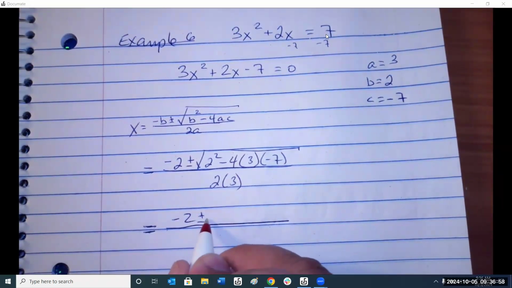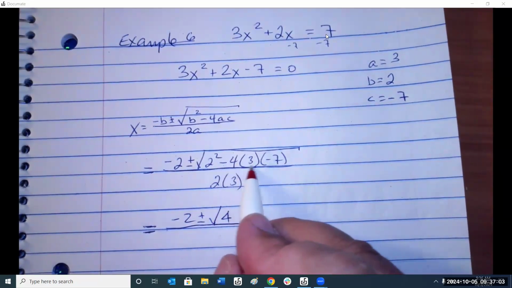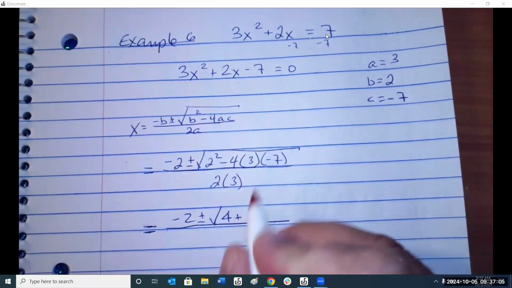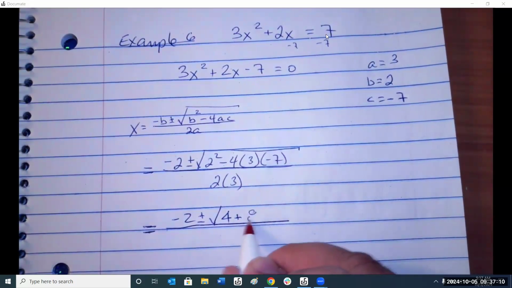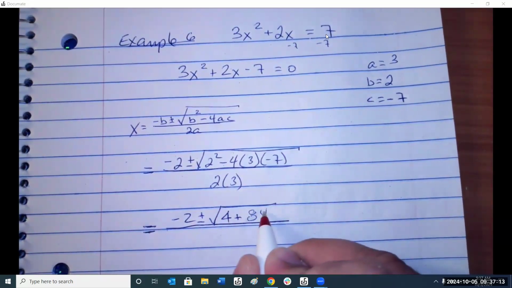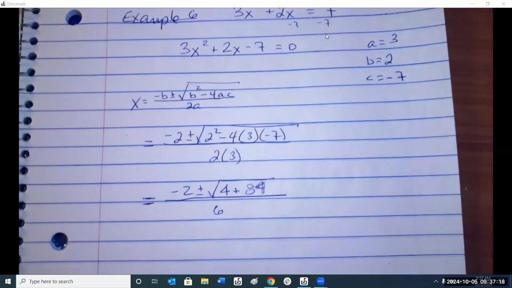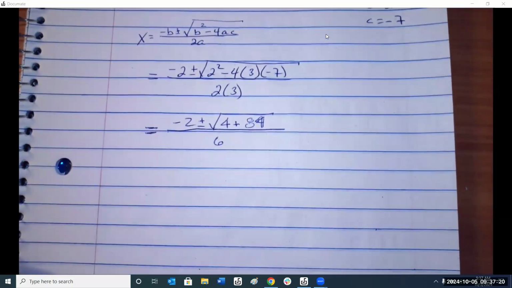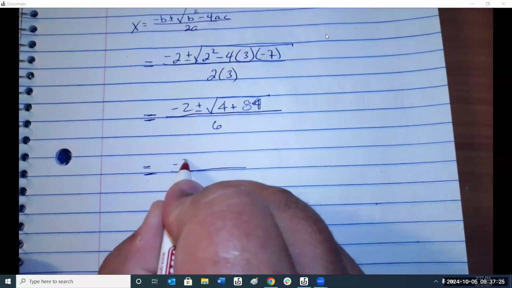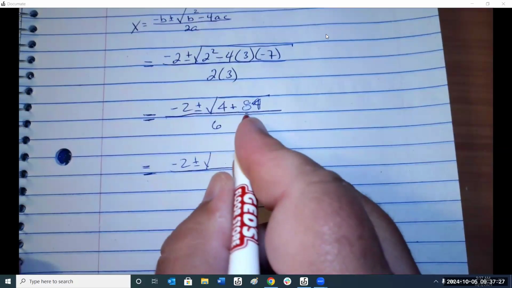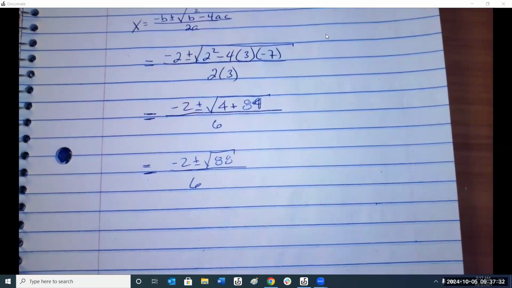Negative 2 plus or minus 2 squared is 4. Negative times negative is positive. 4 times 3 is 12. 12 times 7 is 84, over 6. So it's negative 2 plus or minus the square root of 84 plus 4, which is 88, over 6.